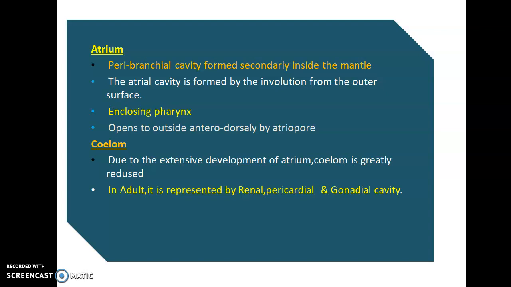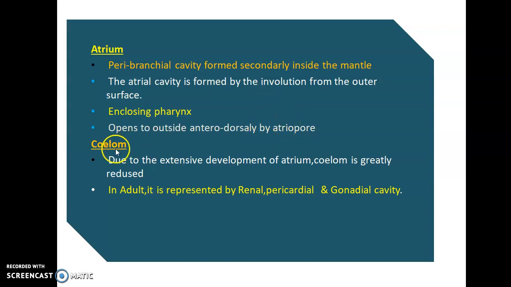Then come two other regions, atrium and coelom. We know what is meant by atrium. The atrium is a cavity, literally known as the peribranchial cavity, formed secondarily inside the mantle. This anterior cavity is formed by involution from the outer surface, and the atrium encloses the pharynx region. It opens to the outside by means of the anterior dorsal atriopore. So the cavity present in the atrium opens to the outside by means of the atriopore.